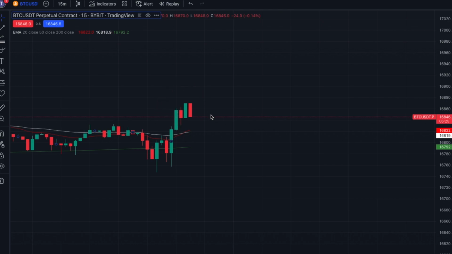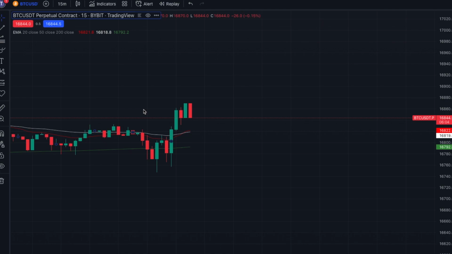Now, to the flip side, the red would mean that we closed lower than the open. So this red candlestick here, we closed down here even though we opened up here. So that was a negative change in price action during that 15-minute window. So that's how you can tell the difference between a red and a green.